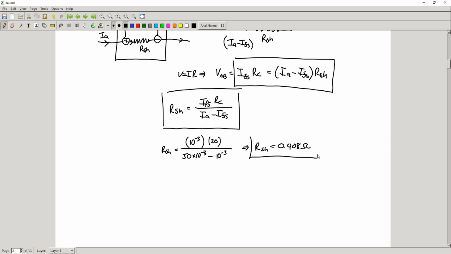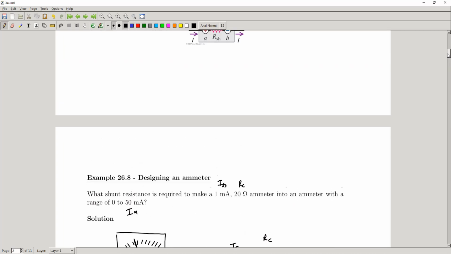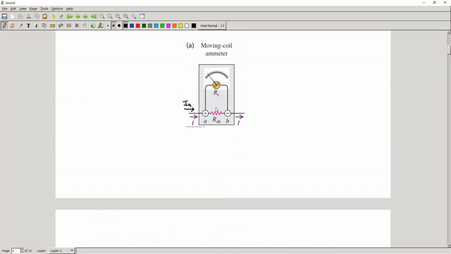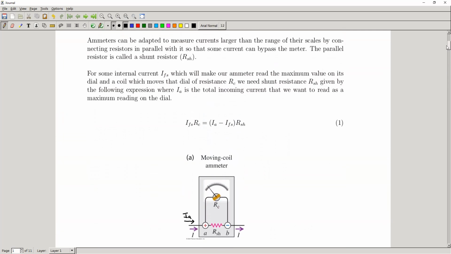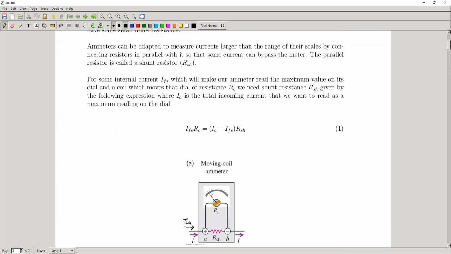So this is the resistance that we would need to insert into our ammeter, so that when we have an incoming current, an IA of the value that we want here, we end up with a full reading on our meter.